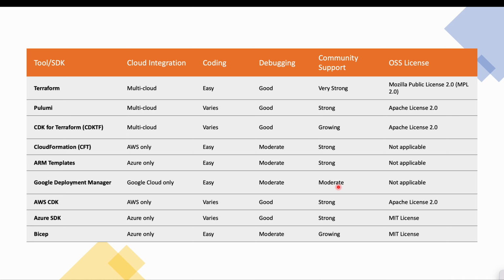Community support is also moderate because it's just growing, and an OS license is not needed at all. When you come to the AWS CDK, it supports only AWS. That means you can create resources only on the AWS platform. And coding again varies from person to person, because you should write code in Python, Java, .NET or TypeScript. Debugging is very good. Community support is strong. License, it uses Apache License 2.0.